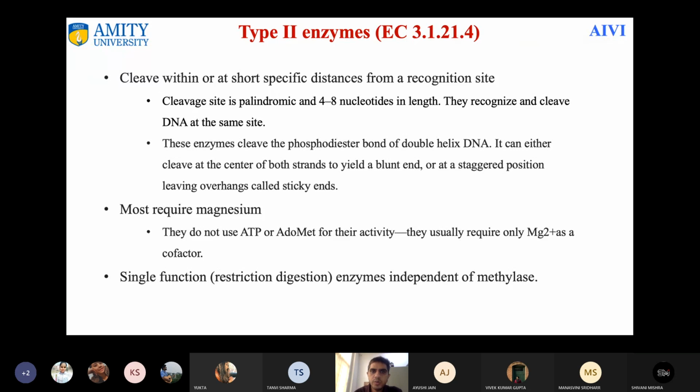Then we come to the most important one, that is type 2. Type 2 cuts within or very near to your recognition site. Their requirement is just magnesium chloride, no other requirement, and it has only one function, that is restriction digestion, the breaking function. No other function does it have.